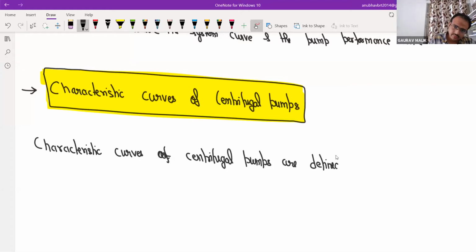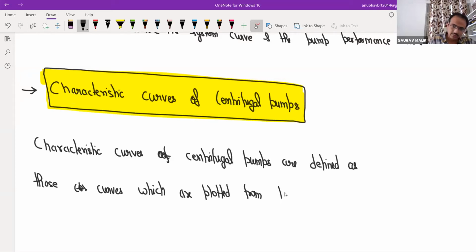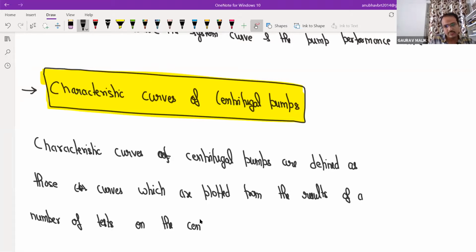are defined as those curves which are plotted from the results of a number of tests on the centrifugal pump.